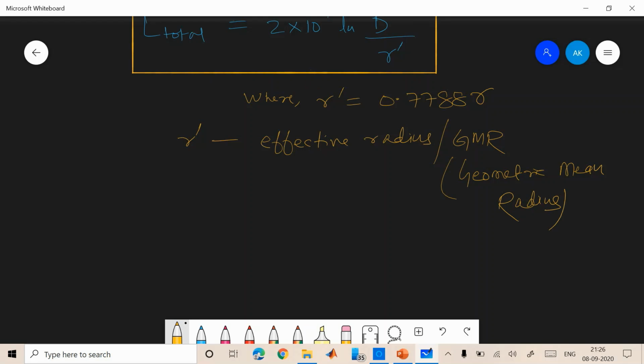Okay. So till now we have seen how to write flux linkages, internal flux linkages and external flux linkages of an isolated current carrying conductor. Correspondingly, a total inductance of an isolated current carrying conductor. Now in the next class or in the next video, we will see how we can write inductance of a single phase wire system. Means two conductors.